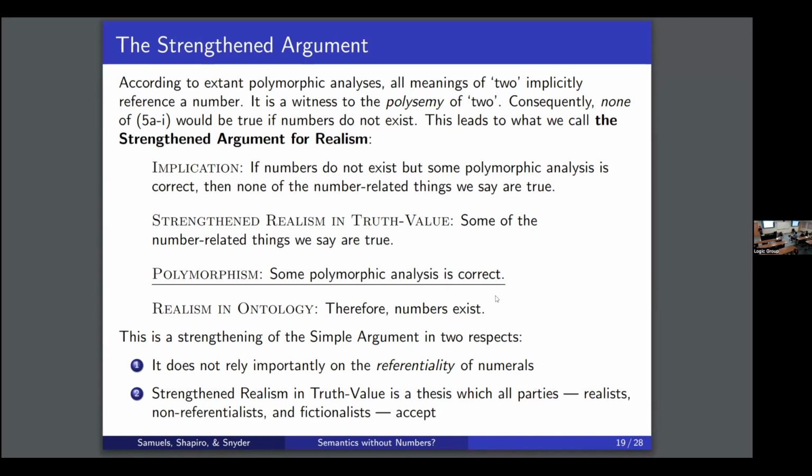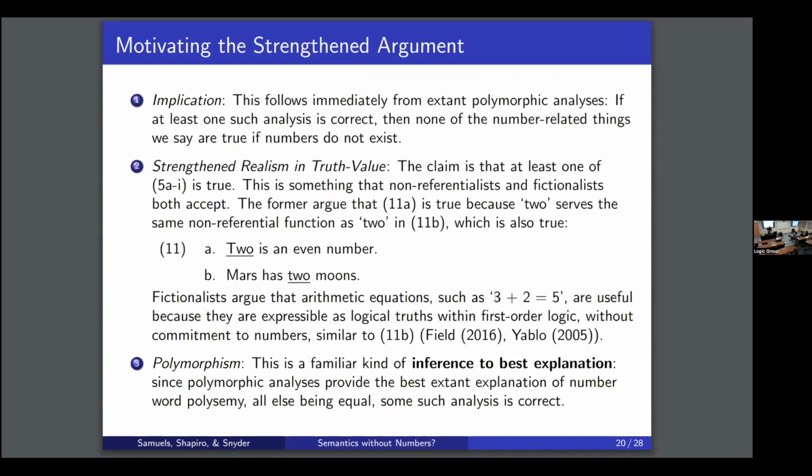The second way of strengthening is the second premise: some of the number-related things we say are true. That's a premise that everybody accepts. Realists, non-referentialists, and fictionalists alike, for reasons I'll give you here in just a second. Okay? So that's why we're calling it the strengthened argument for realism. It strengthens the original simple argument in these 2 ways. Now let me motivate the 3 premises. That's where we're going to get your question on the next slide.